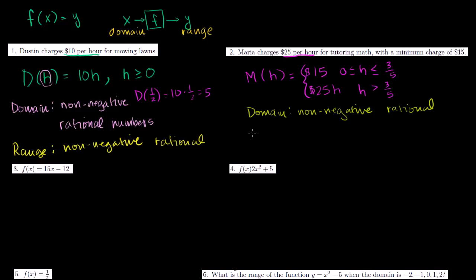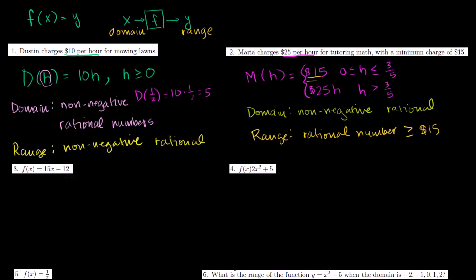And what's the range of her charging function, or her billing function? Well, it has to be at least $15 no matter what. She's going to charge $15, so it's going to be $15 or more. So it's going to be rational numbers greater than or equal to $15, right? There's no situation in which she will charge $14. There's no situation in which she would charge -$1. Everything's going to be greater than or equal to 15.